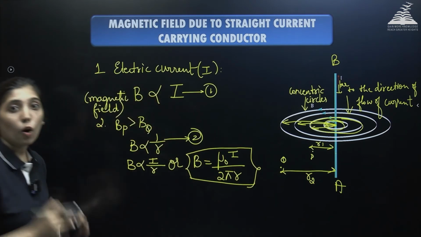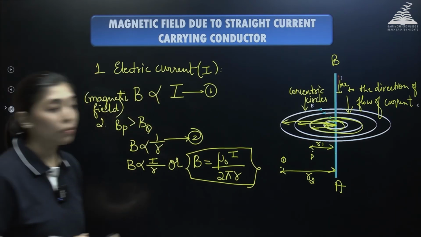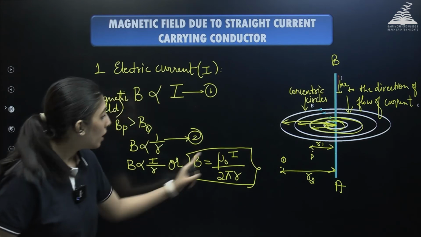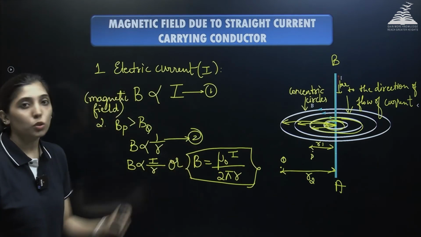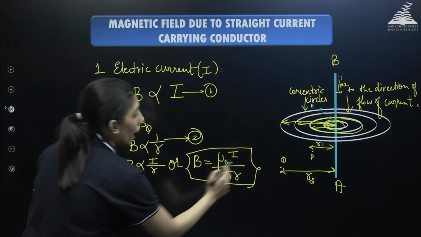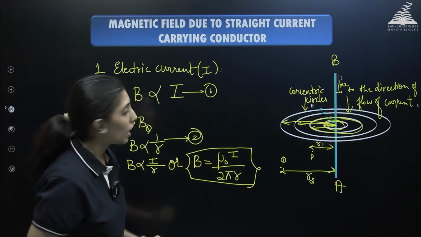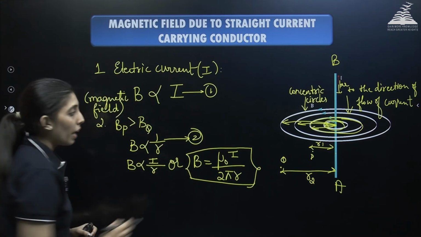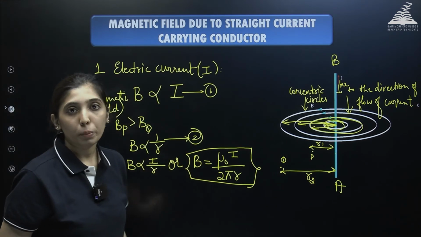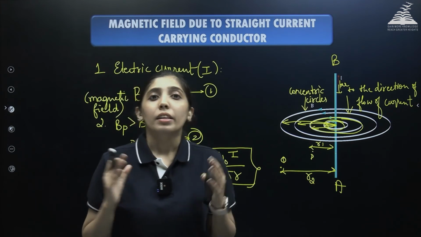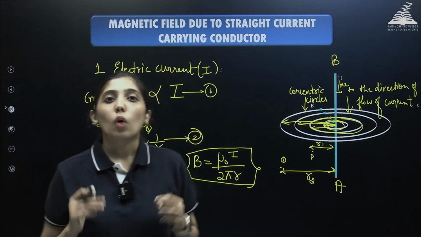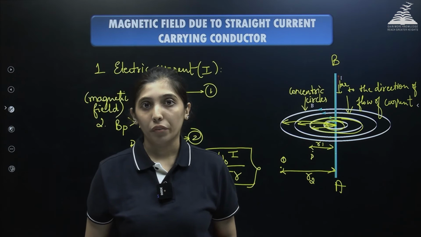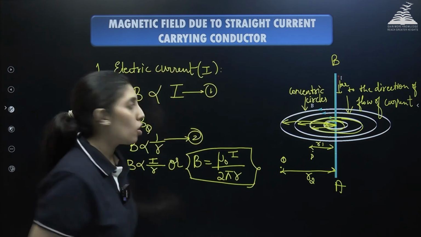The intensity or the magnitude of magnetic field around a straight conductor is given by mu naught I by 2 pi R, in which I is nothing but the current flowing in the conductor, R is the distance, 2 pi is a constant, and mu naught is the permeability of the medium, which means the ability of the medium to allow the formation of magnetic field lines, and it is given by a constant.